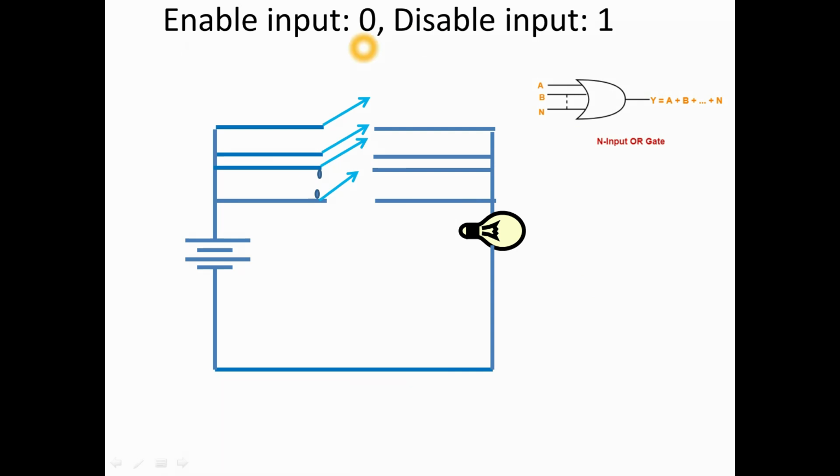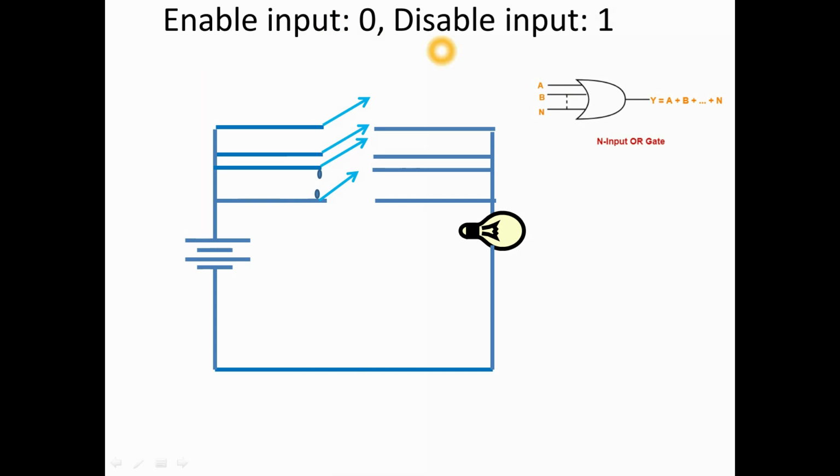Here enable input is logic 0, disable input is logic 1. Enable input is 0 means if any one of the switches is open, then the output depends on the other inputs. If any one of the other inputs is logic 1, that switch is closed, then there is a closed path for the current to flow to the bulb, and the bulb will be on. That is the enable input equal to 0. When one of the inputs is 0, for example if you give 0 to A, the output depends on the other inputs.